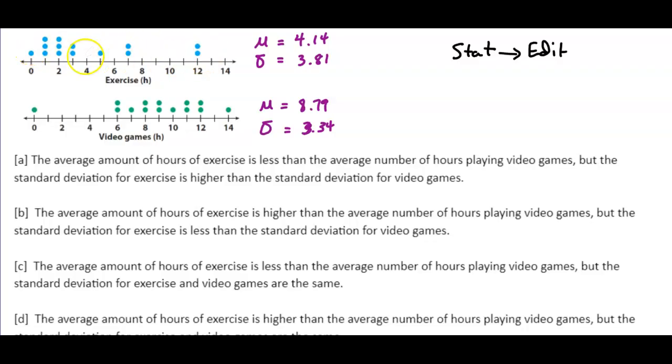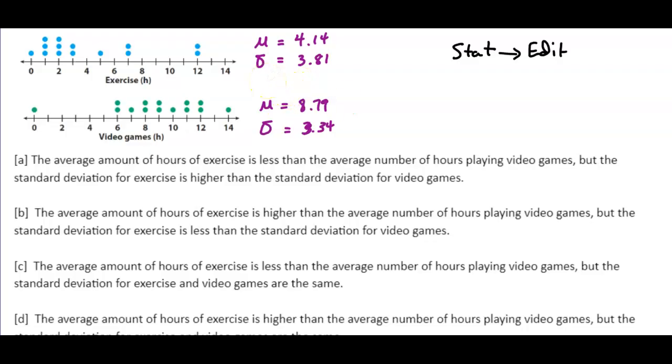They deviate more from the mean. Whereas if you look at video games, there's this one weird value over here, but for the most part, most of the dots are spread around the mean, which means that the standard deviation for exercise is higher. So you really could have answered this question without putting them into your calculator just because of what the distribution looks like. But these are the numbers.